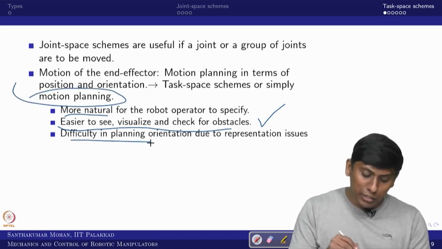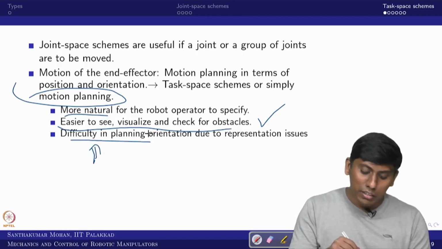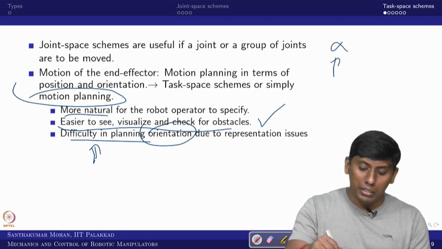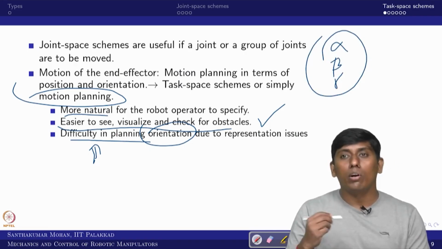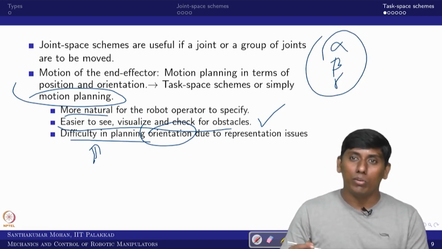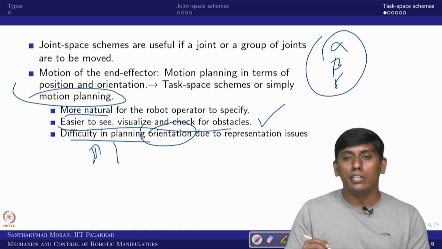Further, the difficulty in planning is a limitation mainly on the orientation, due to the representation issue. The representation, the alpha, beta, gamma, the roll, pitch, yaw angles, is not explicitly visible to us, right? So the representation is complex, and in that sense orientation trajectory generation is always difficult.